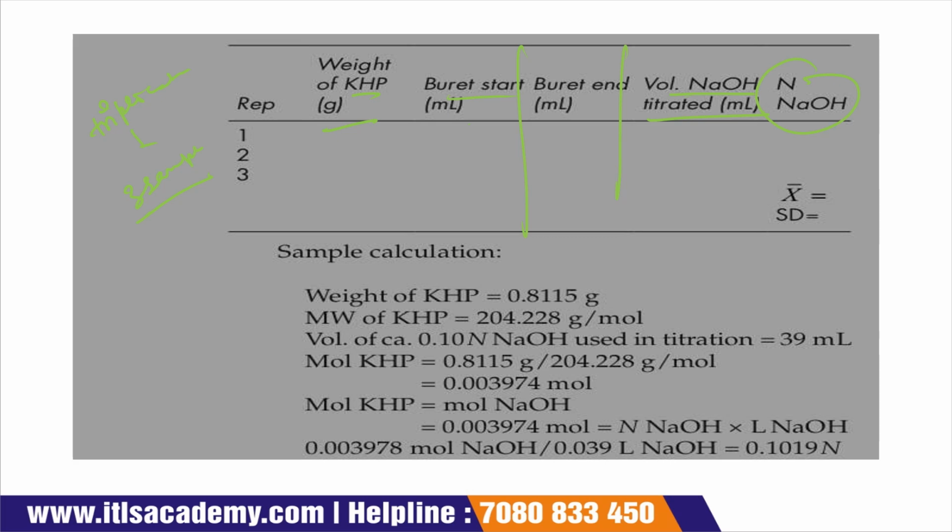Now, sample calculation. Suppose that we get a weight of KHP of 0.8115 gram. We know that the molecular weight of KHP is 204.228 gram per mole. Now, the volume of 0.10 normal NaOH that is used in titration will be 39 ml. Moles of KHP is the weight of KHP divided by the molecular weight, and moles of KHP equal moles of NaOH. So this is the normality of the NaOH.